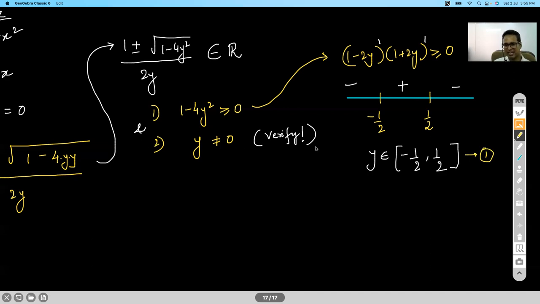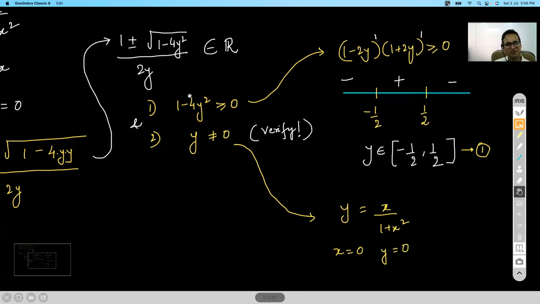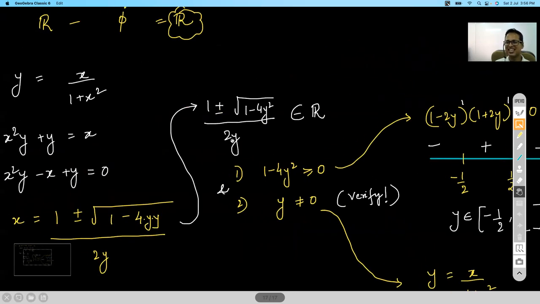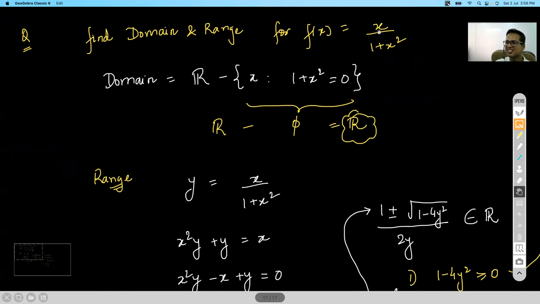Now, second one. And I can see Rishabh also saying that y cannot be zero. Now, please note that when you are saying y is equal to x plus 1 by x square, if x is zero, y can be zero. No. Rishabh, just because y came in the denominator here, I understood your concern that you're saying y should not be zero. But look at the original expression. When x is zero, y can be zero. No, this is your y.